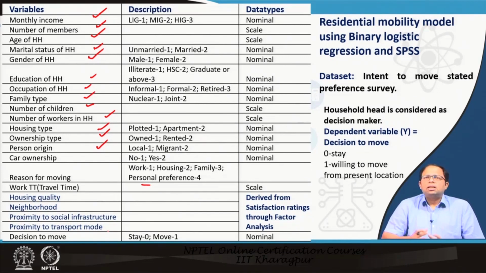People have those logical constructs which are made up of many variables. So we determine, using factor analysis, some factor scores combining all these parameters, and we can use them directly in our model. That is what has been done over here, and all these things have been derived from satisfaction ratings through factor analysis. And finally the decision to move, which is stay 0 and move 1, which is a nominal variable.